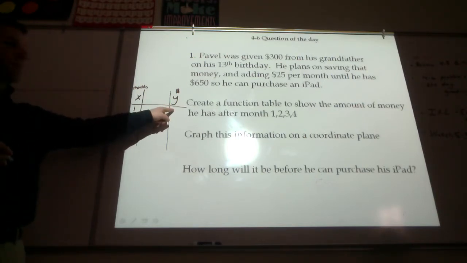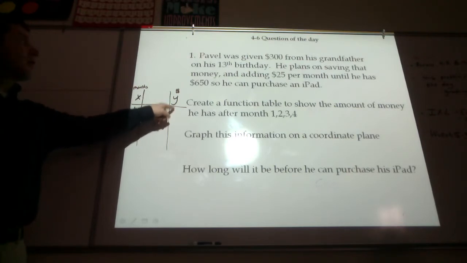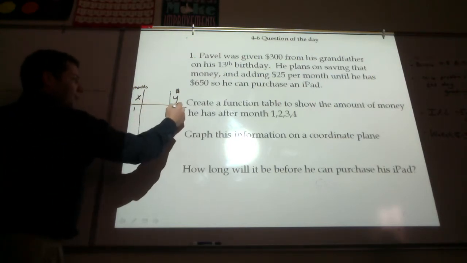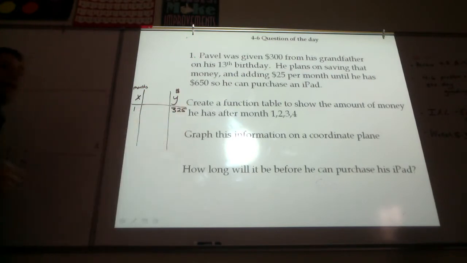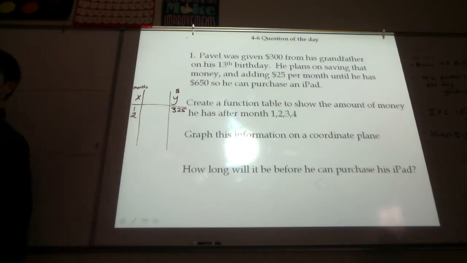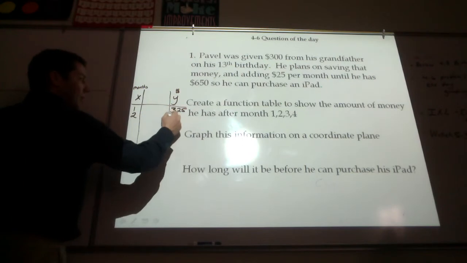Okay. So based on this, after our first month, how much money will we have after our first month? And let me read the question one more time. We'll see if we can figure it out. Pavel was given $300 from his grandfather on his 13th birthday. He plans on saving that money and adding $25 per month until he has $650 so he can purchase an iPad. How much would we have after month number 1? Yeah? $325. Then, after the second month, how much money would we have? After the second month? $350. And the third month?